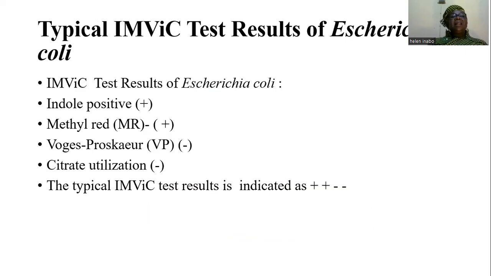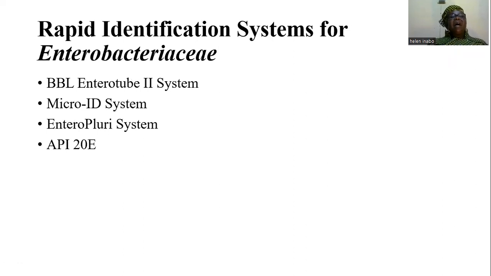Here you have the typical IMViC test results of E. coli. E. coli is indole positive, methyl red positive, Voges-Proskauer negative, and citrate utilization negative. That is the typical IMViC test result. There are other rapid identification systems for Enterobacteriaceae. You have the BBL Enterotube II system, the Micro-ID system, and the API 20E system.